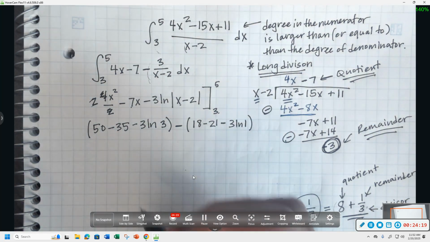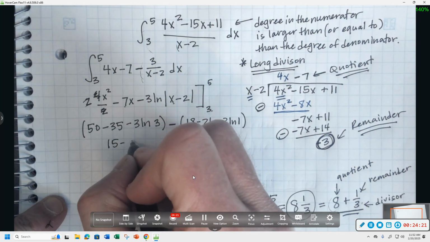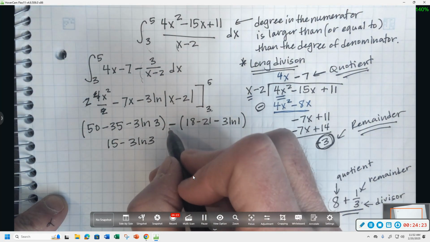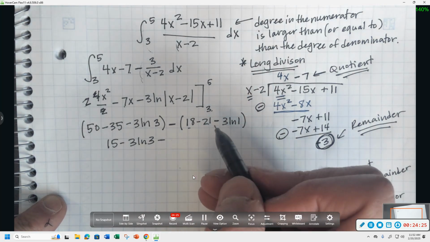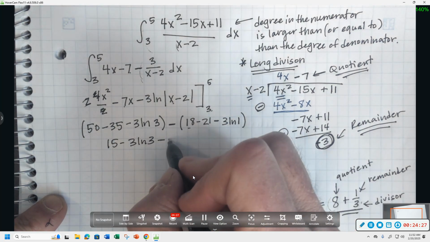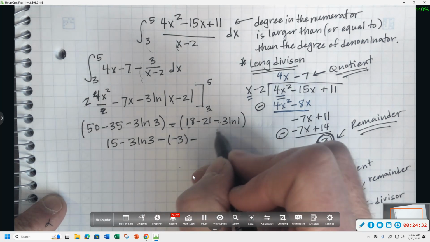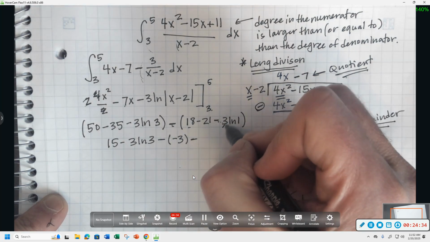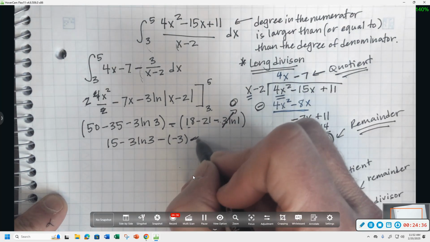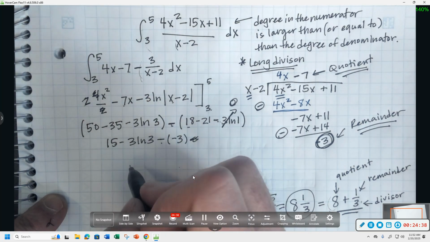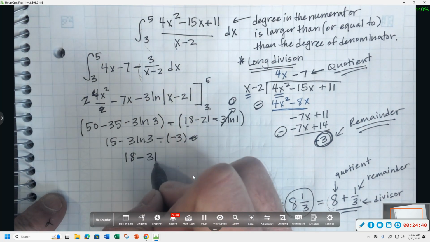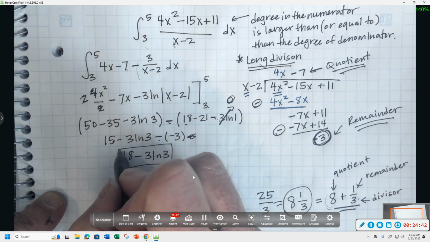Put the 5 in, put the 3 in. I got 15 minus 3 natural log of 3. Minus 18 minus 21, negative 3. So I'm going to go minus negative 3. And I'm going to go minus a negative there. So minus, hey, wait a minute, that's 0. Natural log of 1 is 0. Done. Okay. 15 plus 8, we get 18 minus 3 natural log of 3.